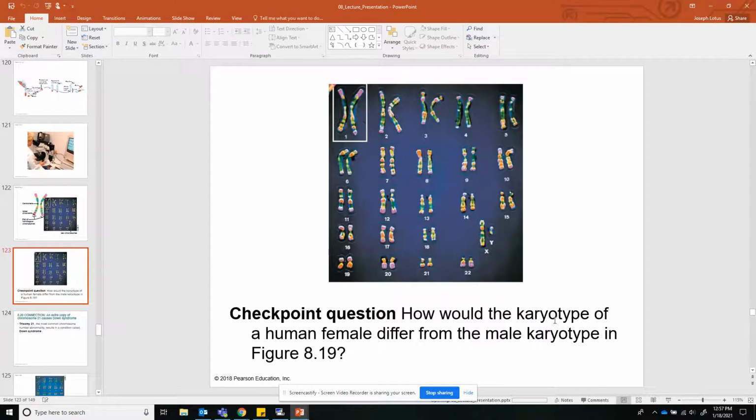Now, this is a good question. It says, how would the karyotype of a human female differ from a male? Well, in a human female, there would be 2 X chromosomes. But we know that this is a male because there's an X and a Y.